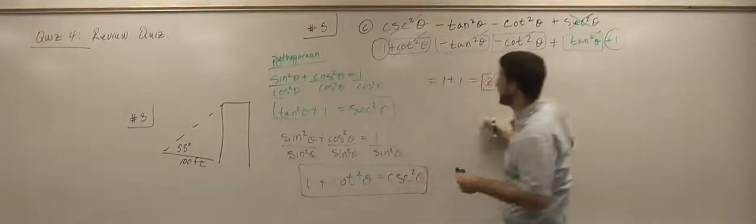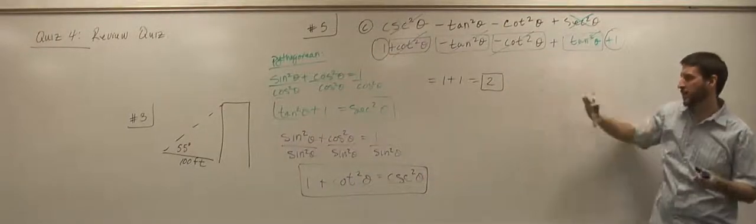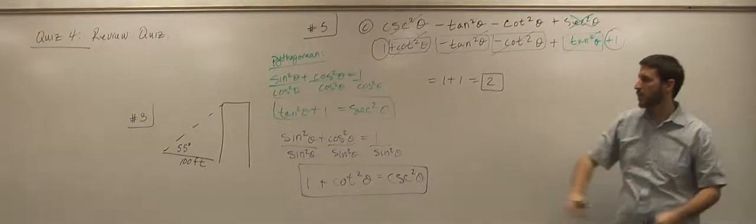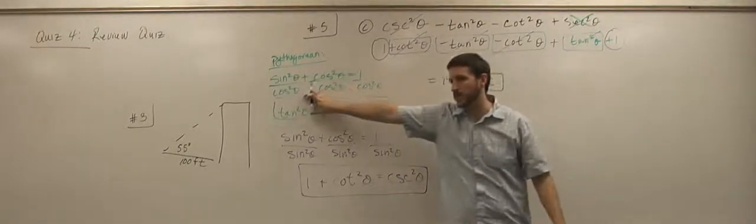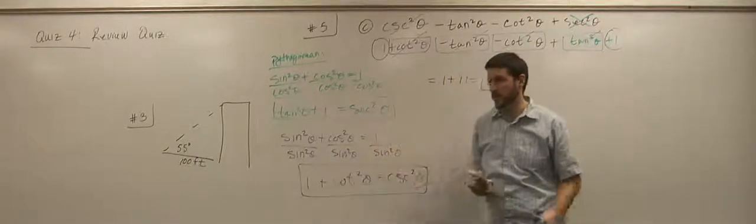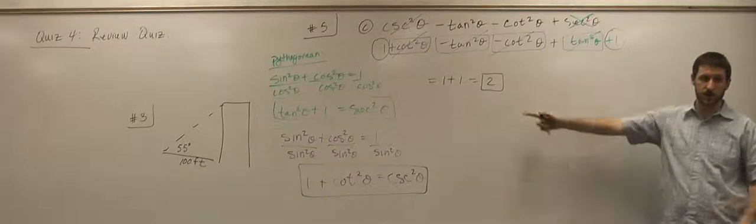So this is one method. It's maybe a little longer, but I think it's a little bit easier to process if you're new at this. Right? You take secant squared and replace it with what you know it is. You take cosecant squared and replace it with what you know it is. And that'll get you your answer.